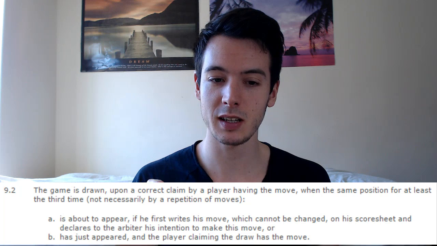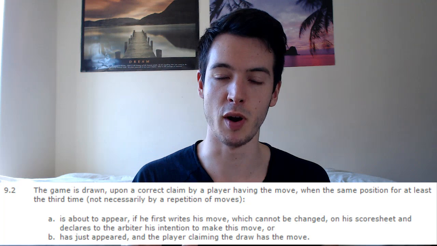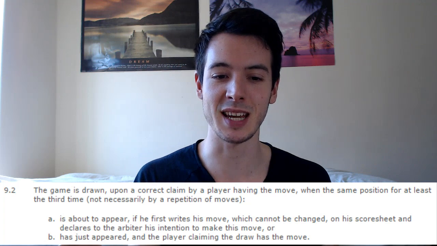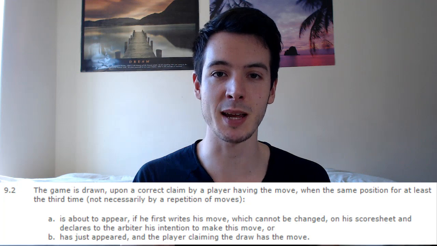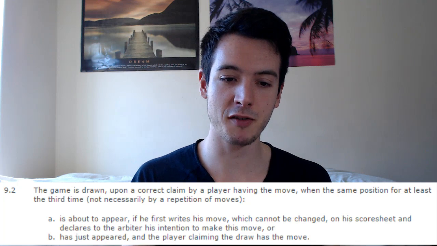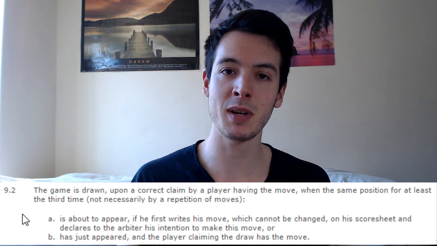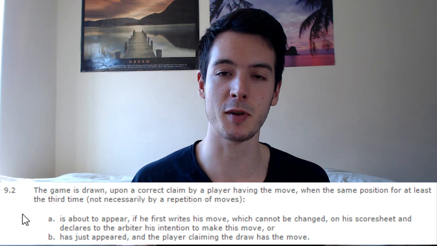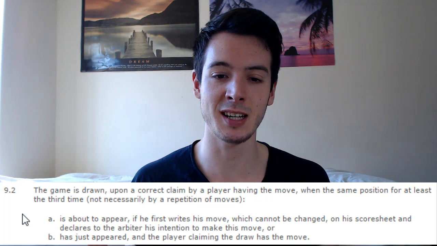And then another important point is it's about position repetition, not move repetition. It doesn't matter if you have made the same moves a number of times. It matters if you have reached the same position a number of times. Okay? And then we have this important piece here: "is about to appear." That means if you are going to play your move and then the position is repeated 3 times, then it is a draw.